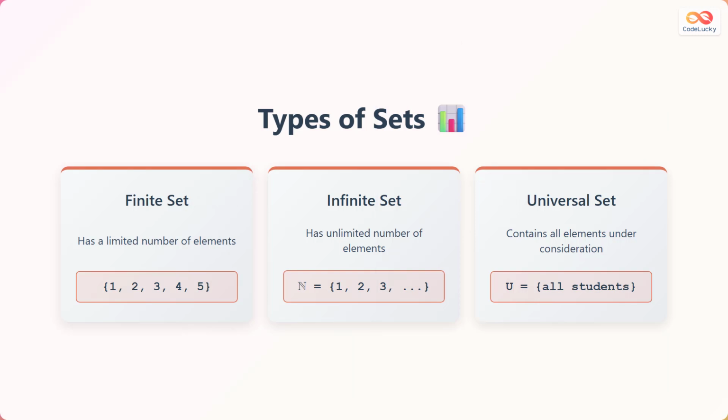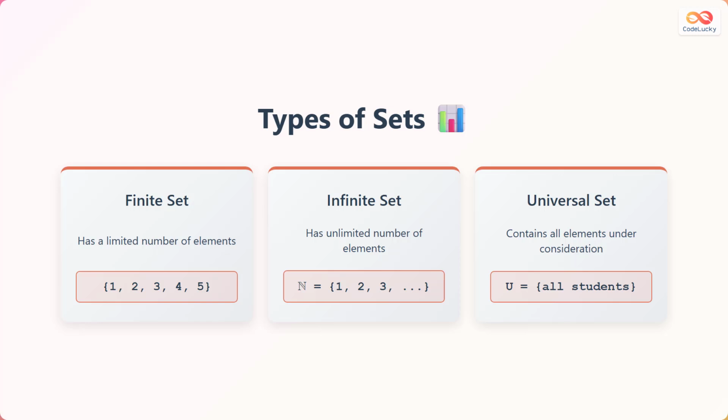Sets can be classified into different types based on their properties. A finite set is a set that has a limited number of elements. For example, the set containing 1, 2, 3, 4, and 5 is a finite set. An infinite set is a set that has an unlimited number of elements. For example, the set of natural numbers, denoted by the symbol N, is an infinite set and includes 1, 2, 3, and so on, extending indefinitely.